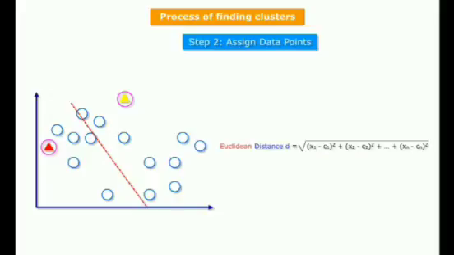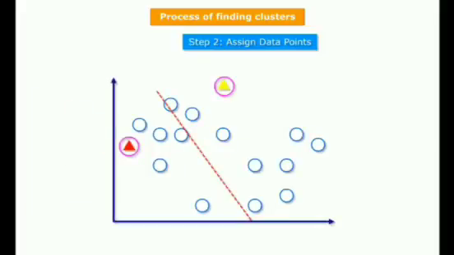The Euclidean distance between two data points x and c with n attributes is given by distance d is equal to the square root of (x1 minus c1) whole squared plus (x2 minus c2) whole squared plus so on plus (xn minus cn) whole squared. All the data points associated to a centroid now have the same color as their corresponding centroid.